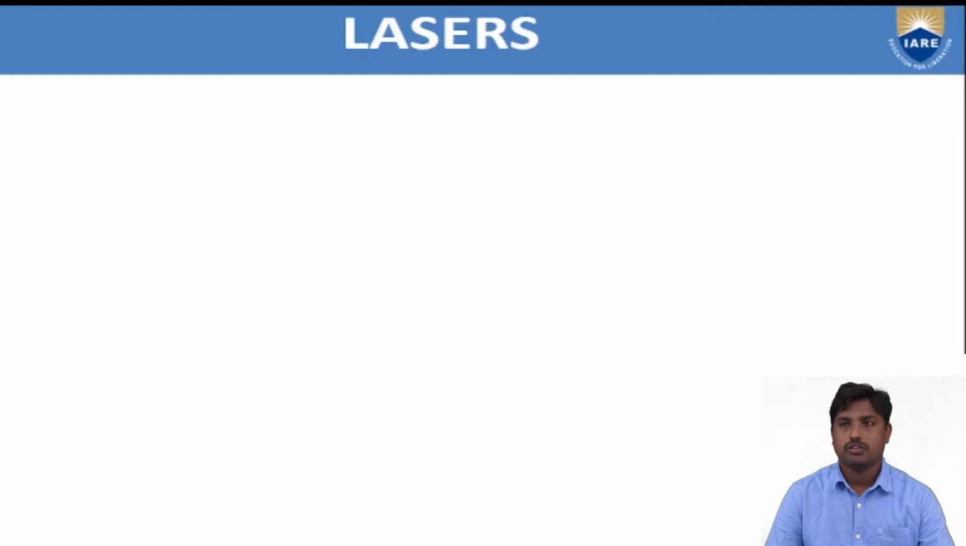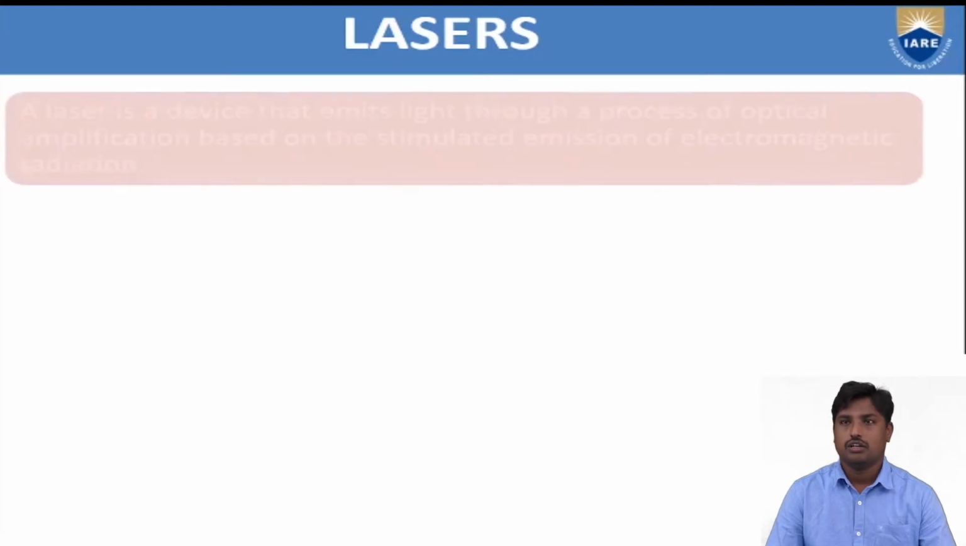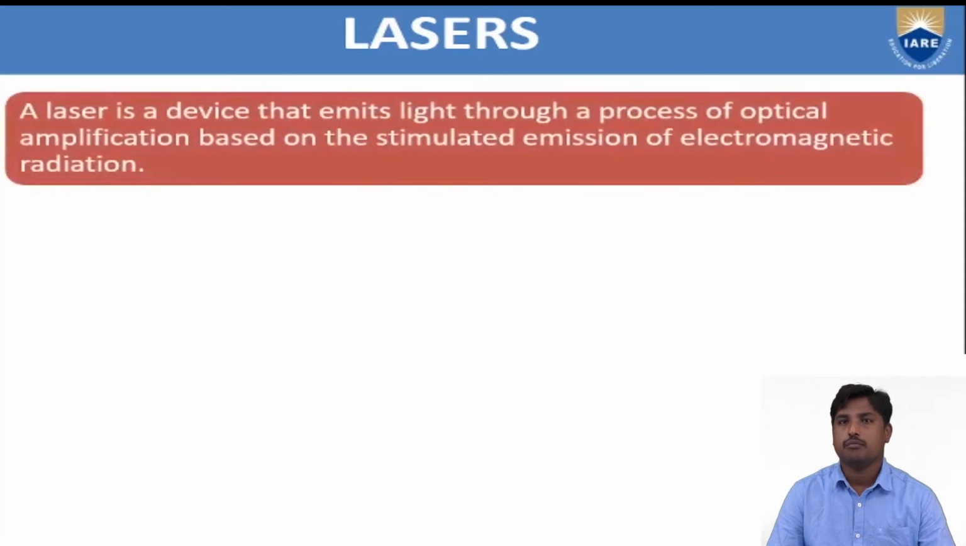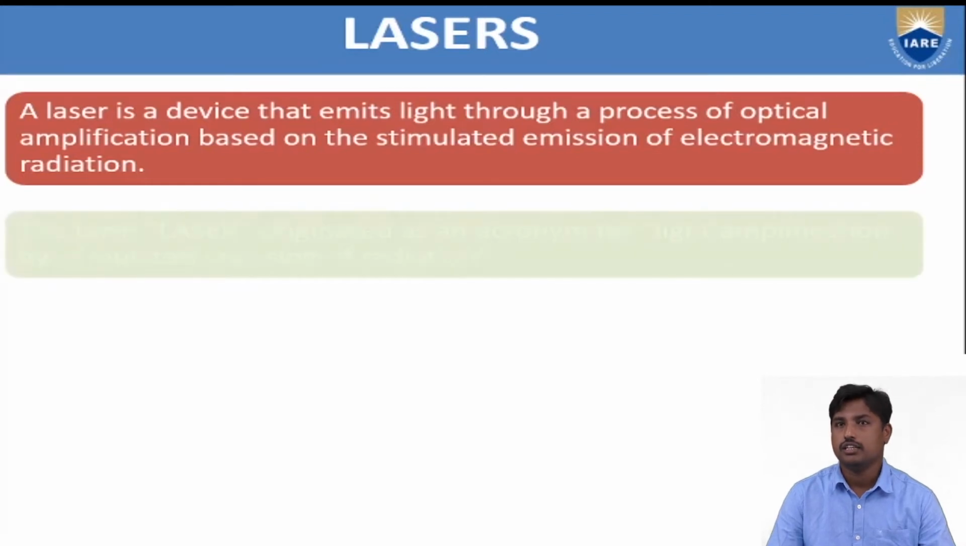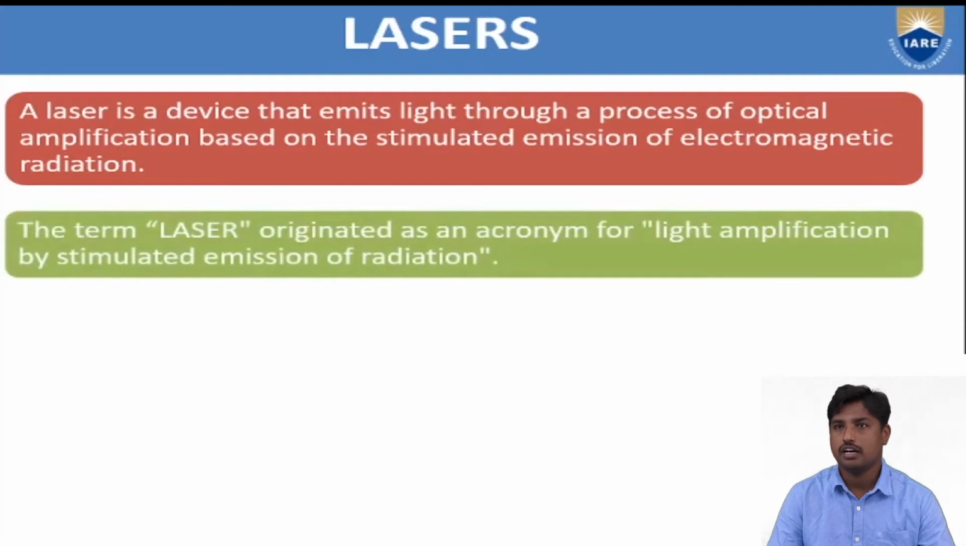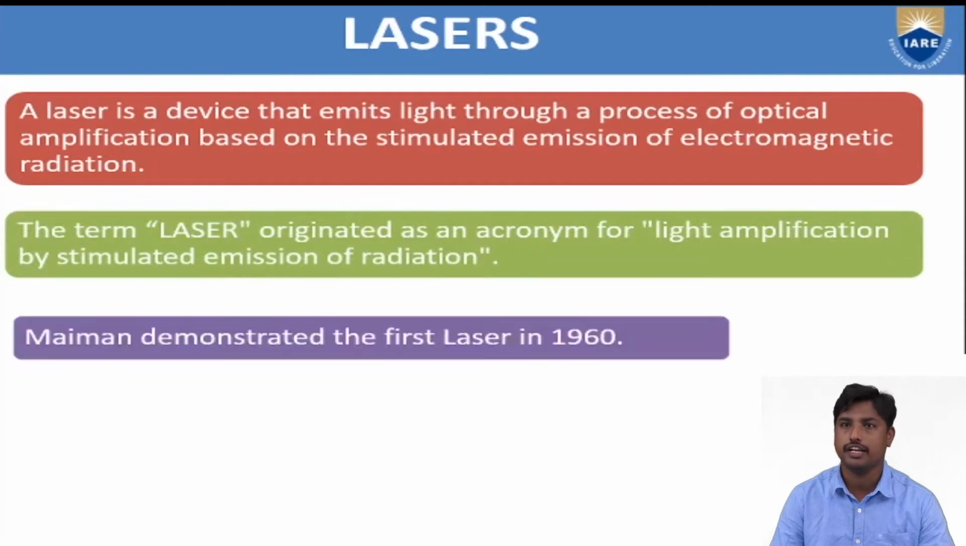Today we are going to discuss lasers. Before going to discuss lasers, first, what is a laser? We have to know about the types of radiations also. A laser is a device that emits light through a process of optical amplification based on stimulated emission of electromagnetic radiation. The term laser is an acronym of light amplification by stimulated emission of radiation.